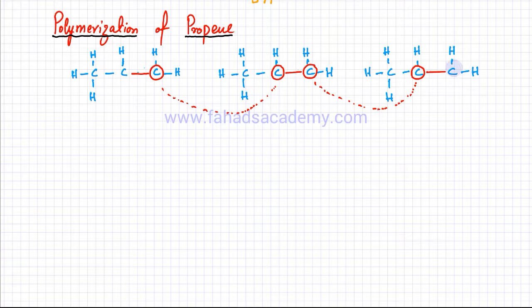Similarly, you have this carbon atom over here at the end. It's also making 3 bonds, so it's going to try and bond with some other propene molecule. And this carbon atom on the left hand side is also making 3 bonds, 1, 2 and 3. So it's going to try and bond with another propene molecule. So this is how they're going to bond up. They're going to join together.